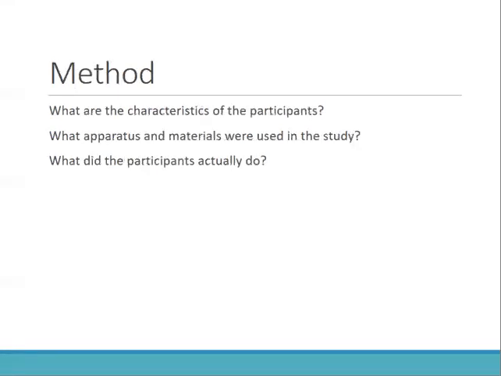Okay, so the method should be a very thorough summary of what the researchers did. It should enable you to envision what was actually done. So it should include things like what are the characteristics of the participants, what apparatus or materials or questionnaires were used for the study, and what's the procedure, what did the participants actually do.